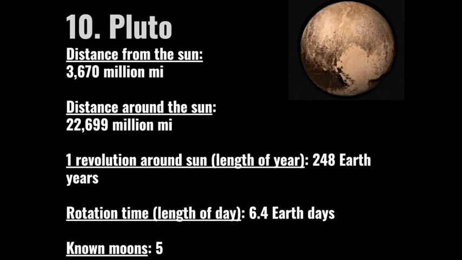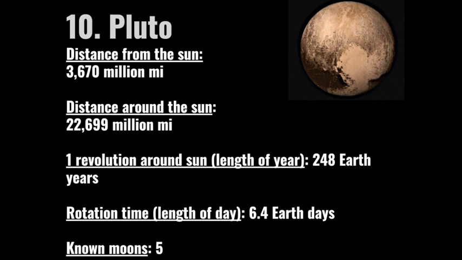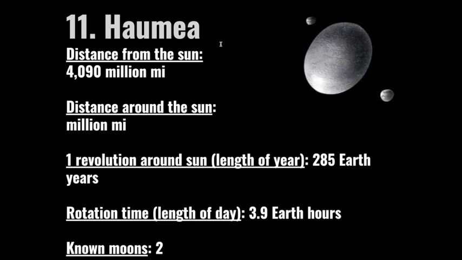Pluto, a dwarf planet, it's way out there, 248 Earth years to make one revolution around the sun. It has 5 known moons, though, so there you go. Haumea is a dwarf planet you might not be familiar with, way out there. Okay, 2 known moons. It almost has this egg shape to it, we think, because of how fast it spins. Look at that. About 4 Earth hours it spins around one time. So that thing somehow got knocked around in the early formation of the solar system and is still spinning.